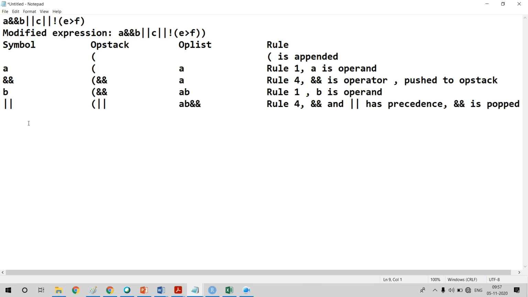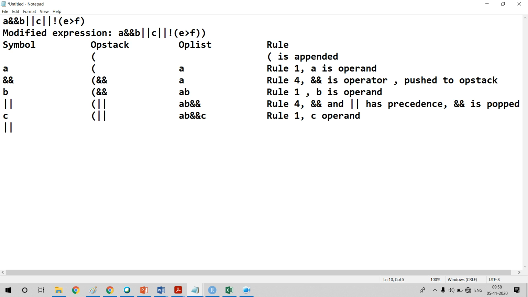The next symbol is C. It is an operand. As per rule number 1, if the token is an operand, append that at the end of the OP list. So C is an operand, so it is appended to the OP list.